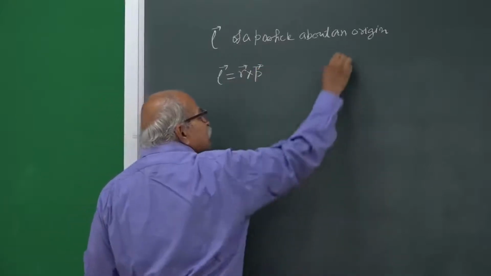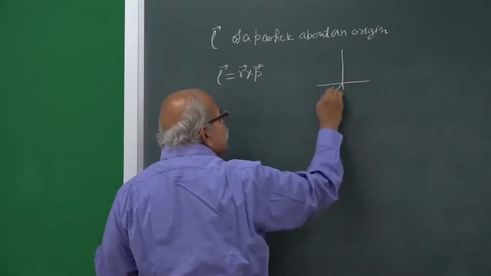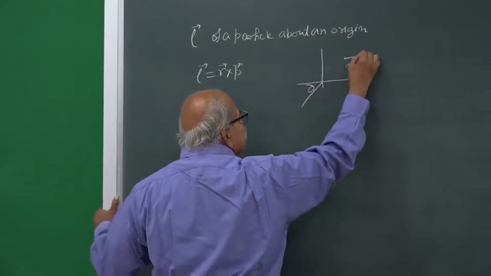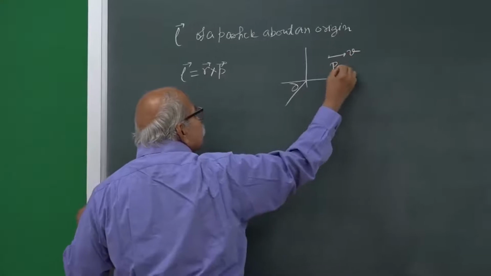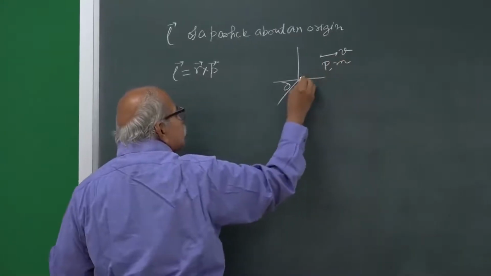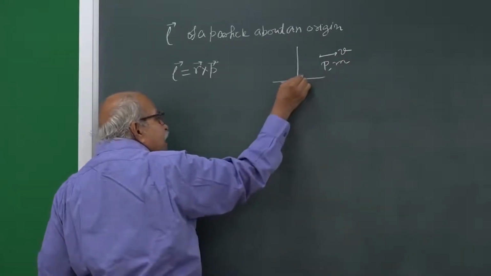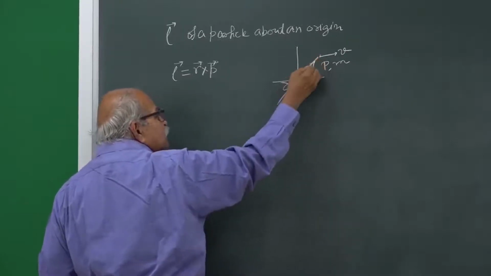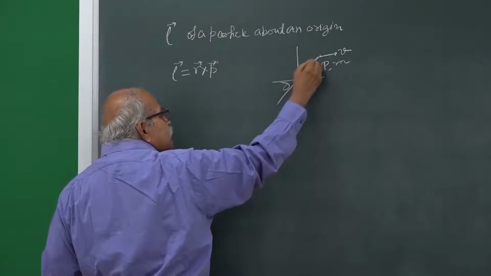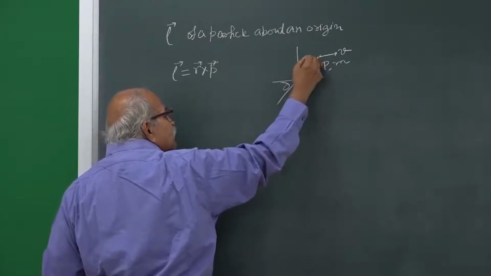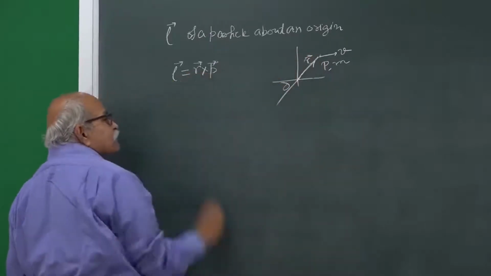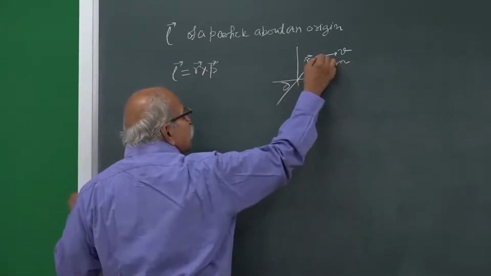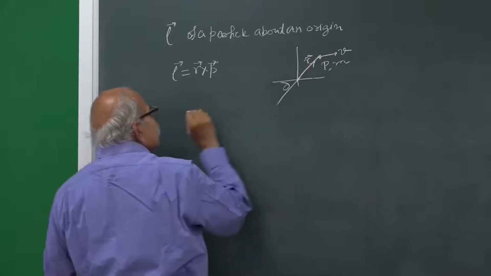What does that mean? You have an axis system, you have an origin, you have the particle somewhere here, and then the particle may be moving in some direction, its mass is m. At that instant, what is the position of the particle as seen from this origin, from this frame of reference? That is known as r vector, and p is the linear momentum, the mass of the particle times its velocity. So, that is it.